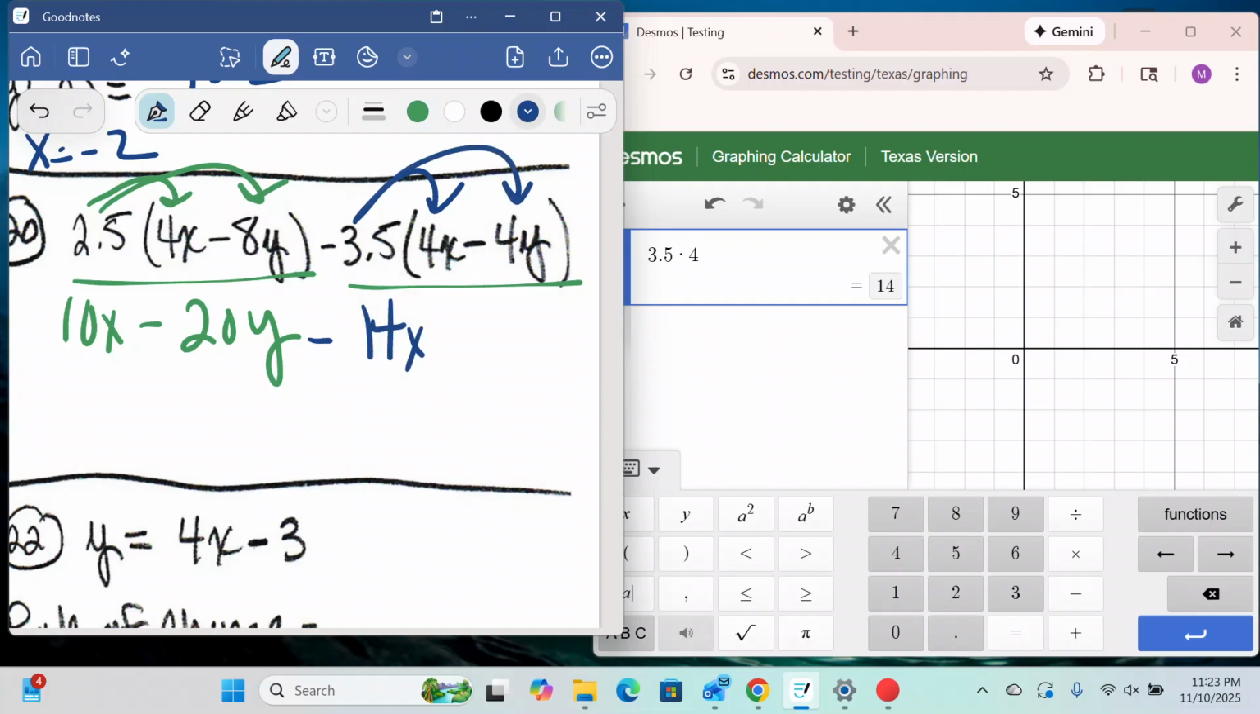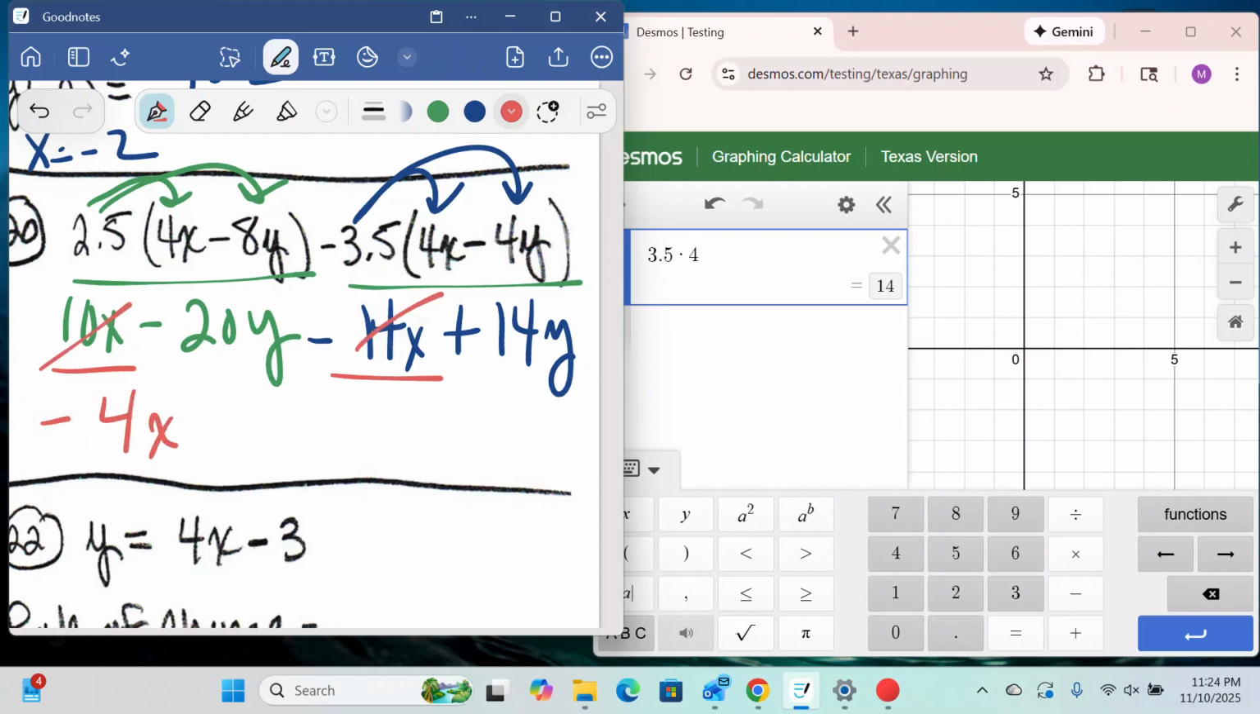And then I'm going to distribute a negative times a negative, gives me a positive. And of course, I can input it in decimals, and that gives me 4, 8, 12, 13, 14. It's going to give me a positive 14y. Now I'm going to combine the y's with the y's and the x's with the x's. So a positive 10x and a negative 14x gives me a negative 4x.